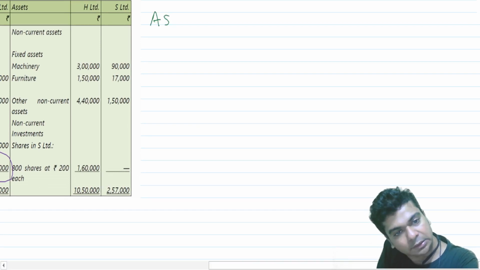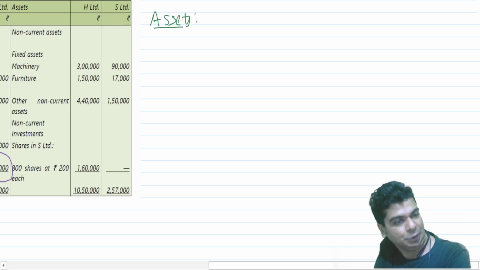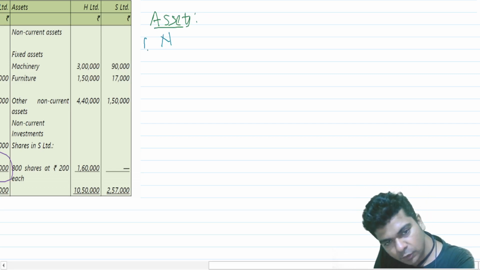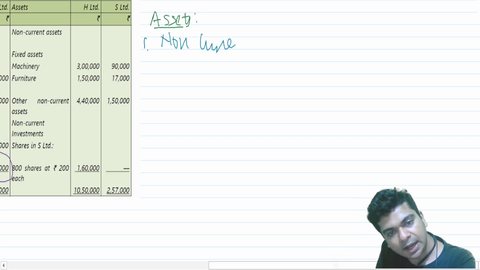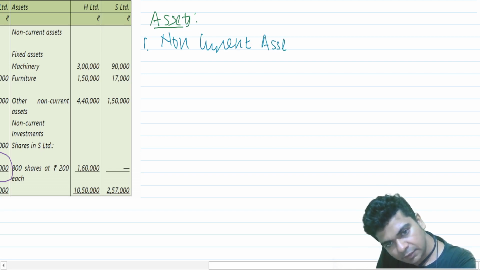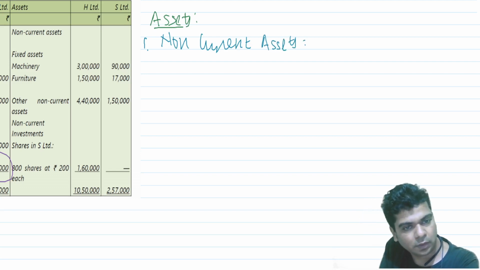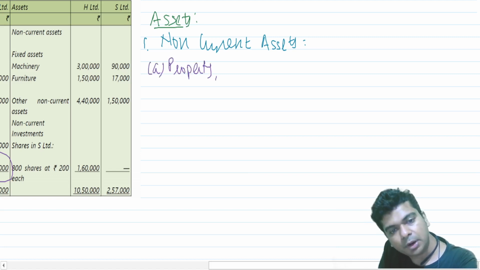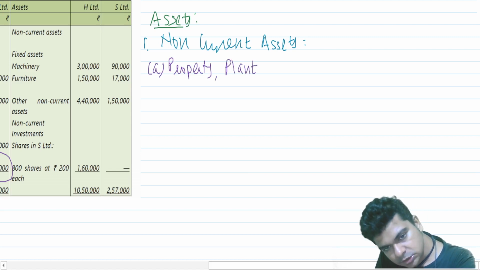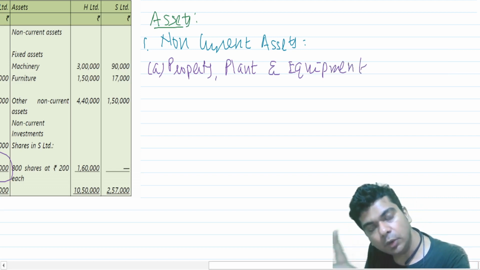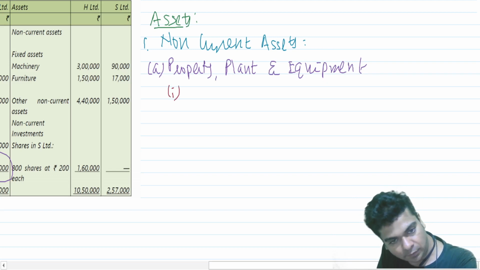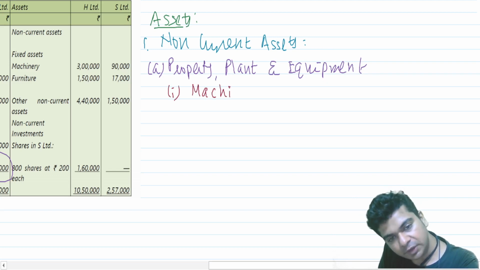I'm doing it over here so that I have the balance sheet and I can explain it to you in a better way. The first head over here is non-current assets. Under that, I'll say A, property, plant, and equipment. You should prepare a note for it, but we will show it over here. The first one, machinery.